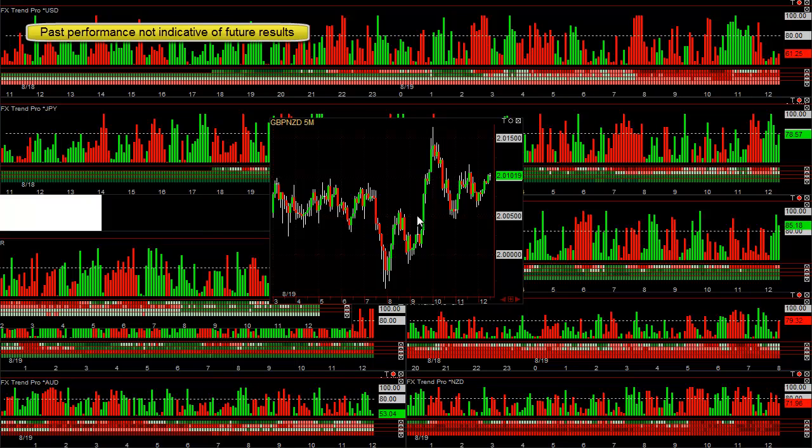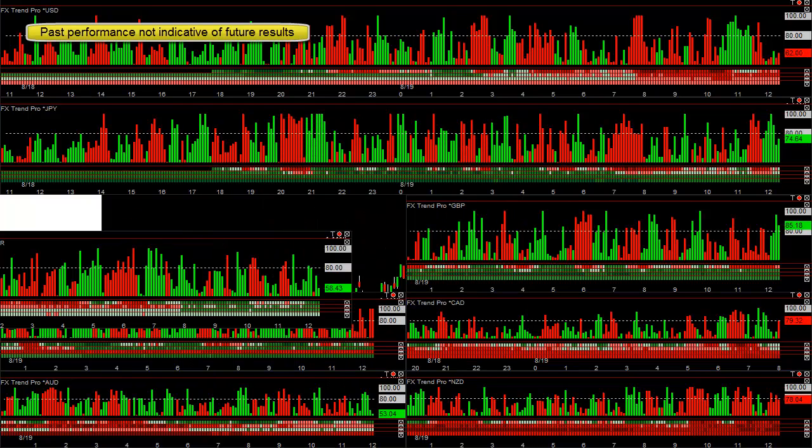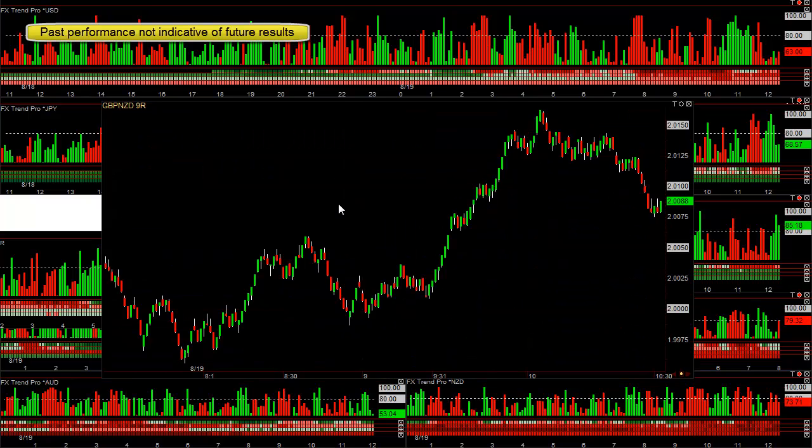And here's 9:30. Just straight up. Where would you get in this? If you missed the first 5 to 10 minutes of this trade, when would you get in it? All the way up here, as this thing explodes up 100 and something pips? You don't have those opportunities.